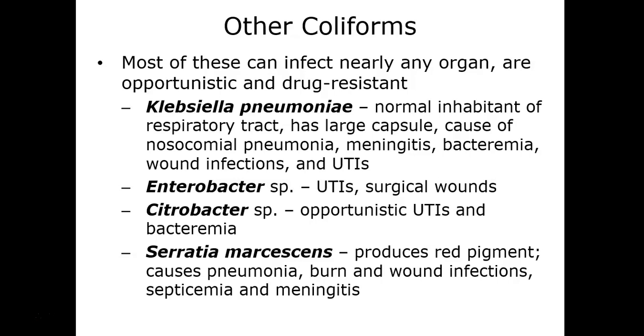Enterobacter, again, is also found with UTIs and surgical wounds. Citrobacter, again, UTIs. Serratia marcescens actually produces a heat-labile pigment, a red pigment, that expresses only at certain temperatures. When we grow the microbe at certain temperatures, it has the ability to give off a red hue to its colonies. We see Serratia a lot with burn and wound infections, resulting in things like septicemia and meningitis.